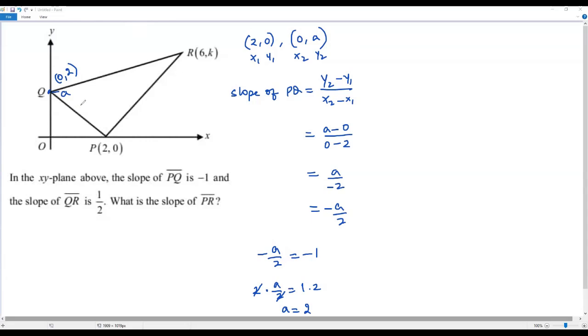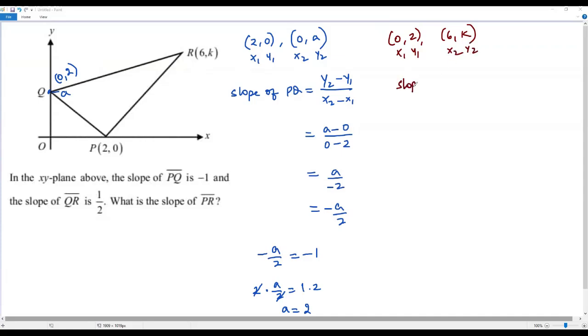And also we have the slope of the line QR, that is 1/2. But now I'm going to find the slope of the line QR using the points 0, 2 and R, K, like what I've done so far for the line PQ. Okay, let me do it. First, let me write the point Q, that is 0, 2, and point R is 6, K. Okay, let me say this is x1, y1 and this is x2, y2.